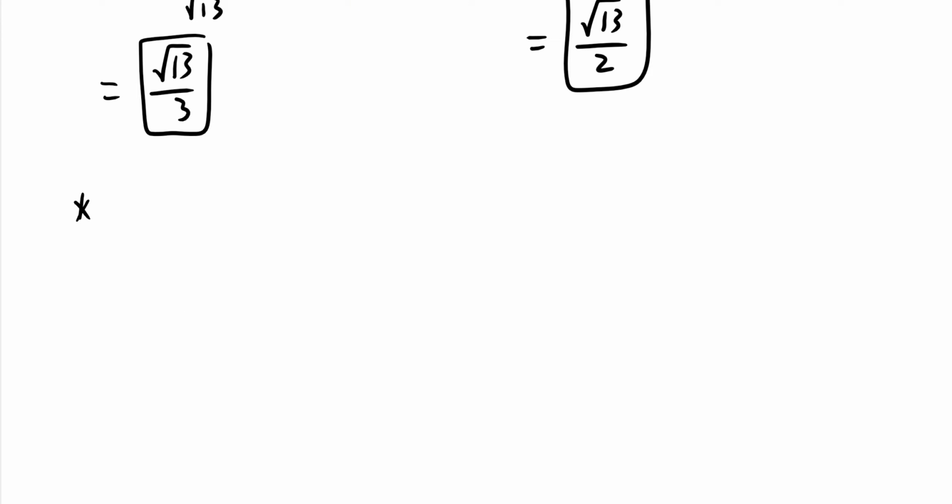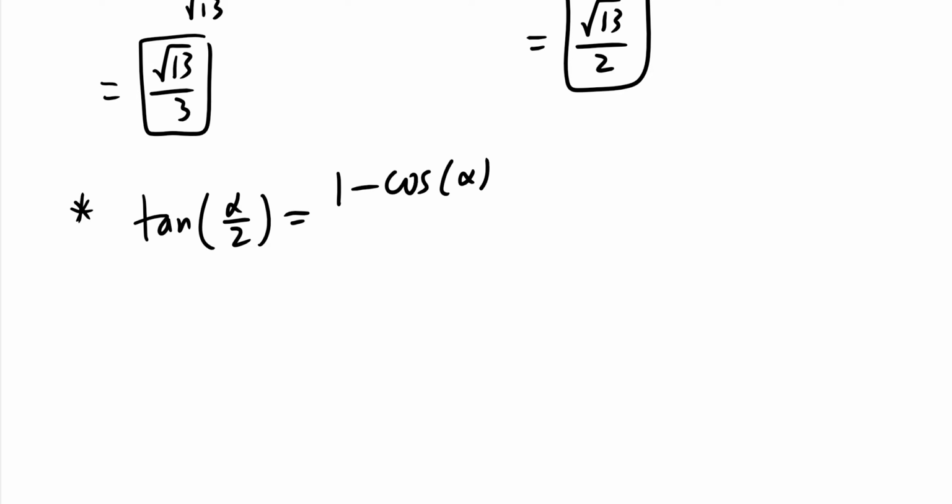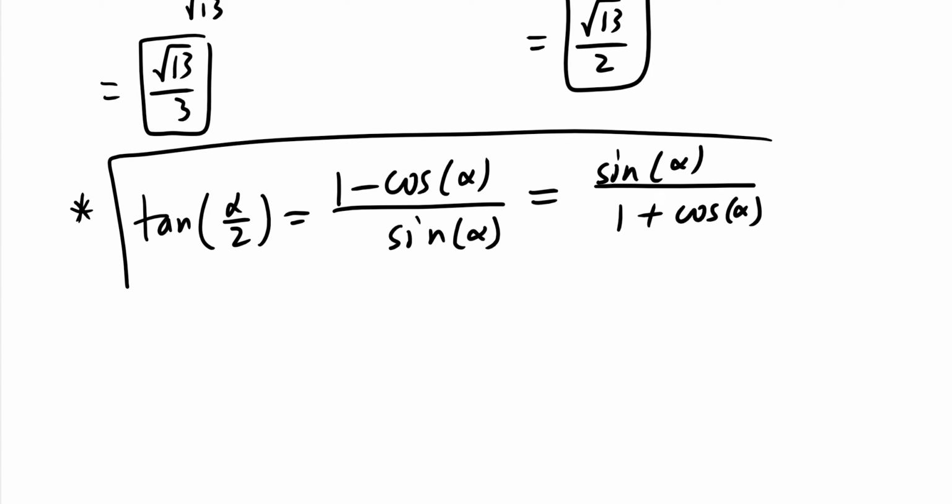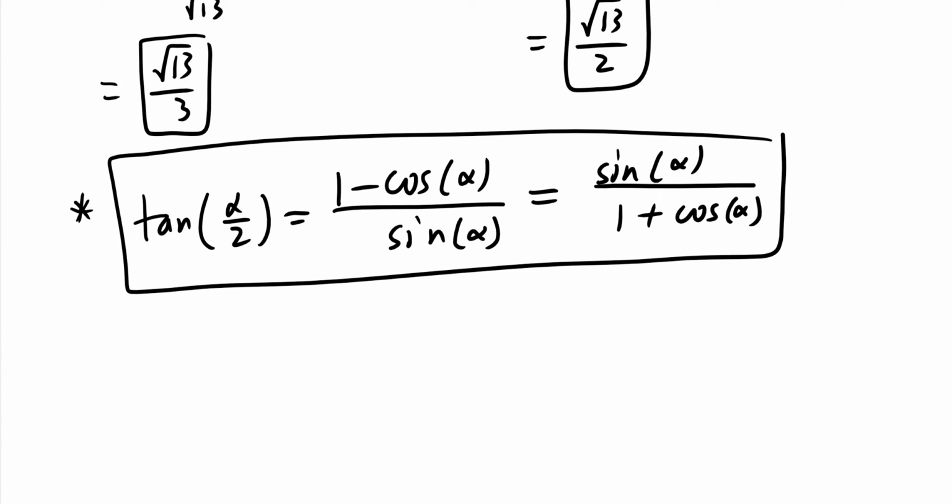So tangent x over 2 or alpha over 2, the formula is 1 minus cosine alpha over sine alpha. And if you rationalize again, you get another formula, sine alpha over 1 plus cosine alpha. These are the formulas for tan alpha over 2.